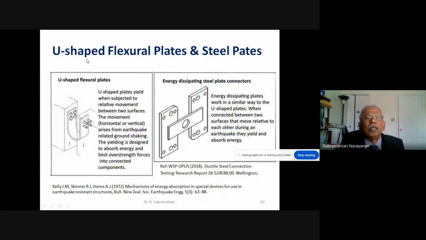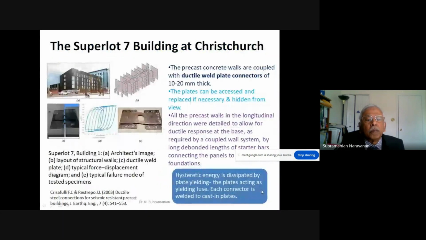So some more components. This is a U-shaped flexural plate, which is also useful in resisting the earthquake and is easily replaceable. And the energy dissipating steel plate connector is shown here. We will see some examples of buildings in which these components have been used.